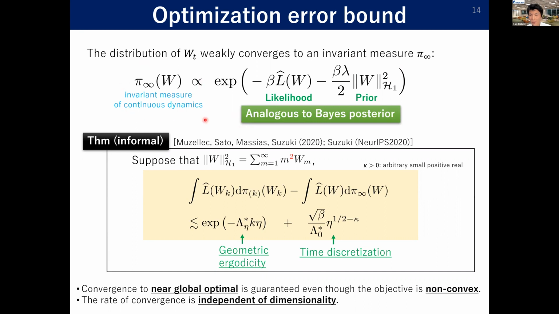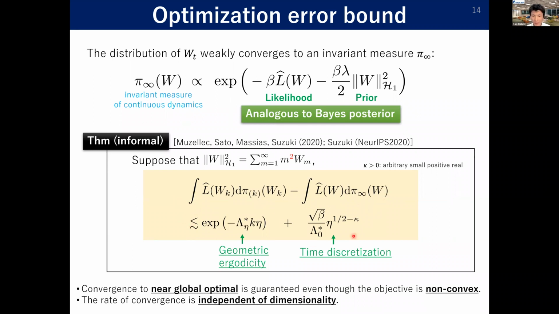Through this viewpoint, we can analyze the generalization error and expected loss of the solution obtained by gradient Langevin dynamics. To do so, we need to show that the solution converges to the invariant measure. That convergence rate can be given like this. Here, pi infinity is the stationary distribution, and pi k is the marginal distribution of the solution W_k, the k-th step solution. We can show the weak convergence of pi k to pi infinity like this.